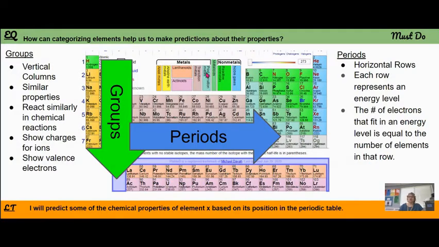Okay, so the first energy level can hold 2 because there are 2 elements in the first energy level. The second energy level can hold 8 because there are 1, 2, 3, 4, 5, 6. Oops, sorry, I missed the one that's behind the groups here. 1, 2, 3, 4, 5, 6, 7, 8. Okay, so those are groups and periods.